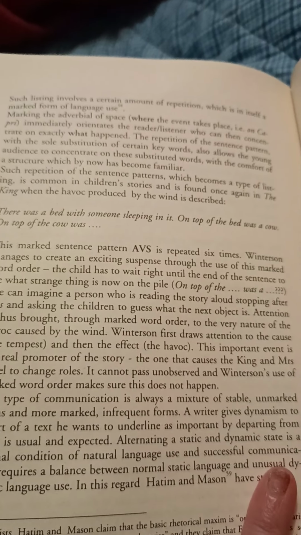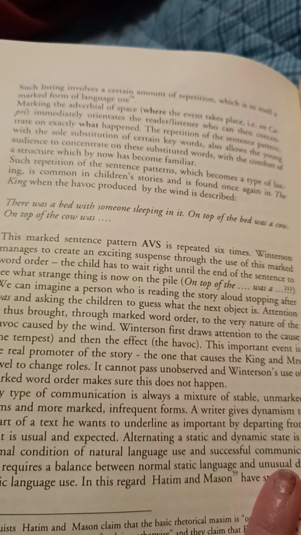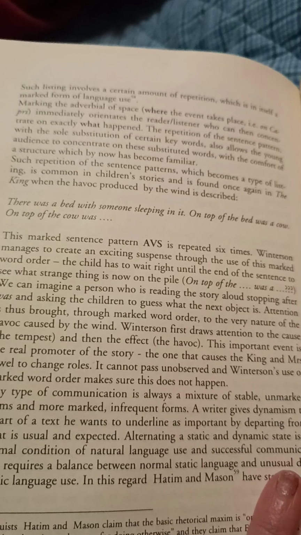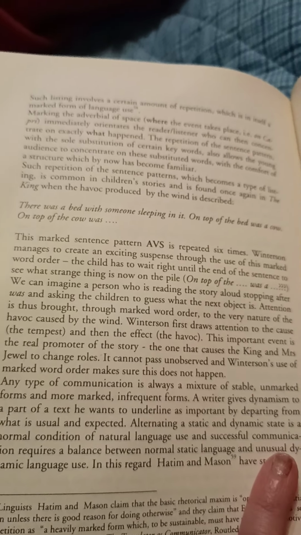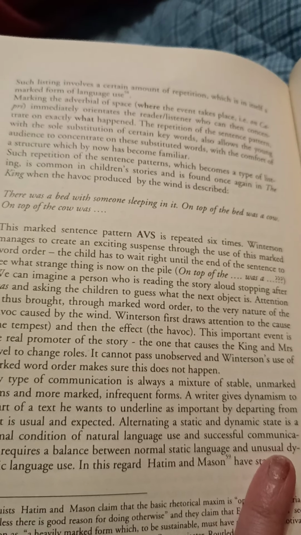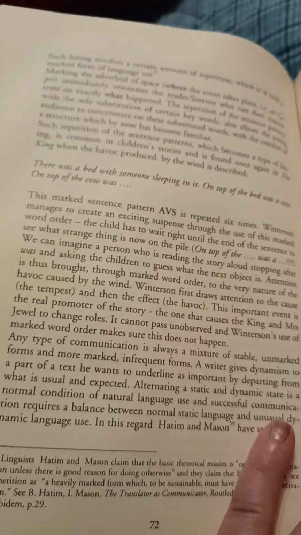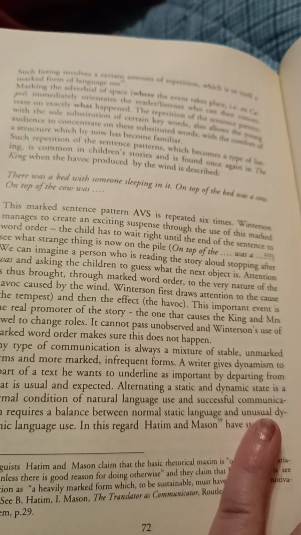So repetition of the sentence pattern, which becomes a big part of listening to counting stories, is found once again in The King of Capri, where the witness described there was a bed with someone sleeping in it. On top of the bed was a cow, on top of the cow was. This marked sentence pattern is repeated six times.